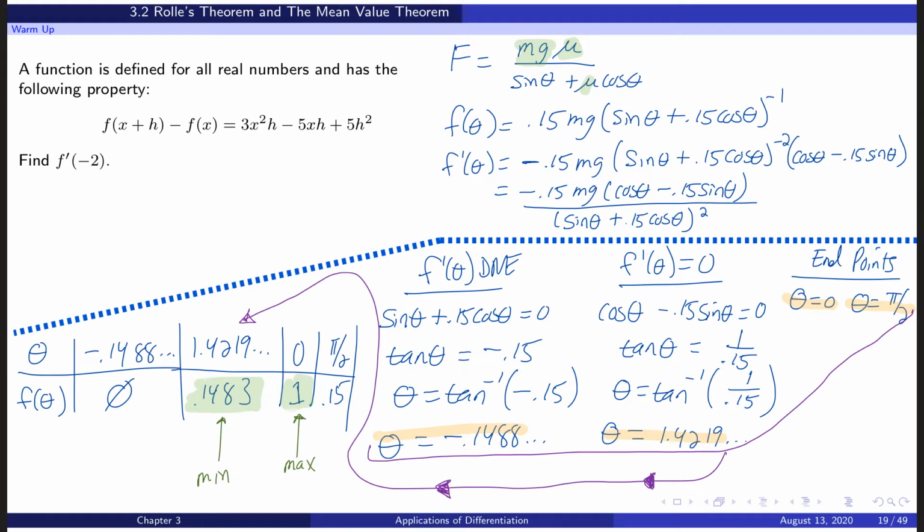Okay, the notes for Chapter 3, Day 5 start with a warm-up review question. The stuff on the right is from the previous day's lesson, but the stuff on the left says the function is defined for all real numbers and has the following property. Find f prime of 2. If you look at that for a few minutes, you might be able to figure out how to find the derivative and then substitute -2. We'll go over this in class.